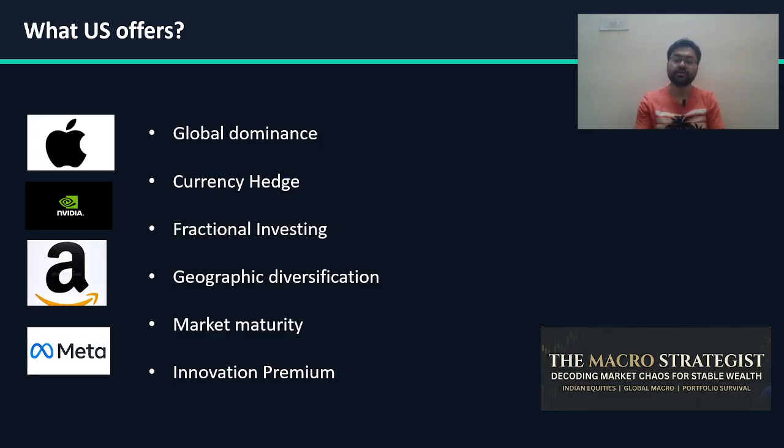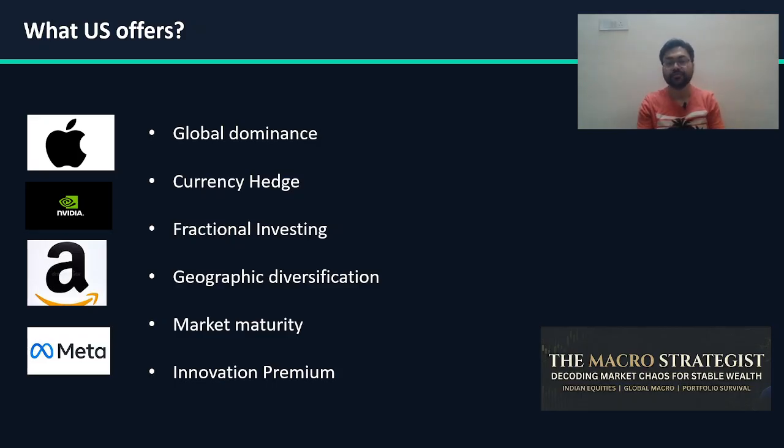The fifth reason is market maturity. Market maturity means it offers more liquidity. There is a lot of buying and selling that happens in the US, so it's a very mature market. And the last, which is the sixth point, is the innovation premium.